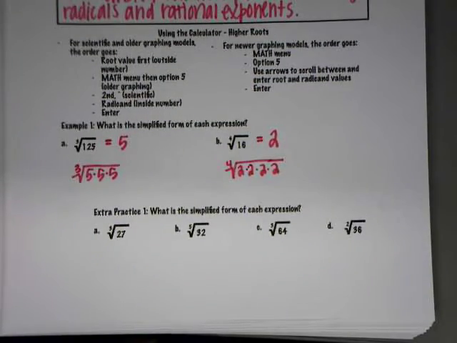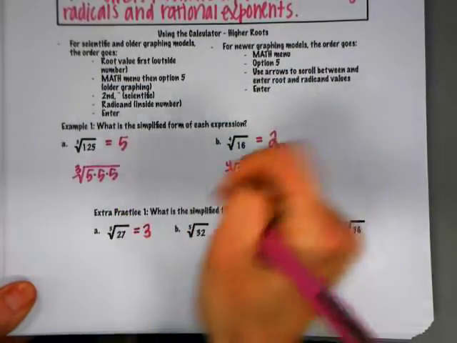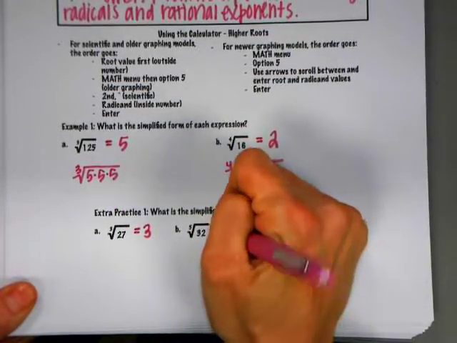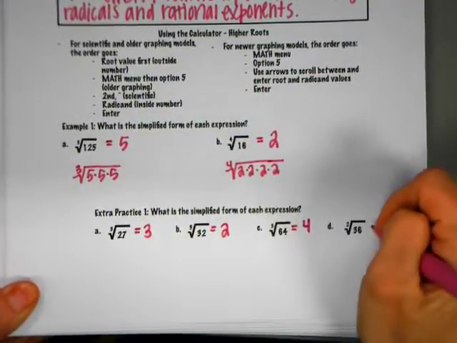Are we done with these or not yet? Yes, no? Okay, let's do it. What's the cube root of 27? 3. The 5th root of 32? Cube root of 64? 4. And square root of 36?